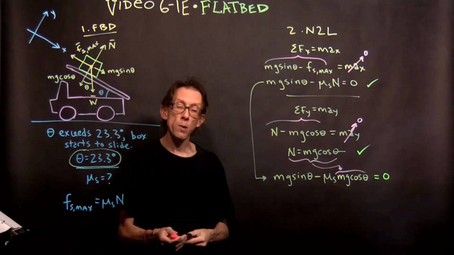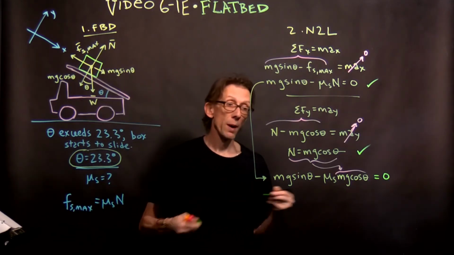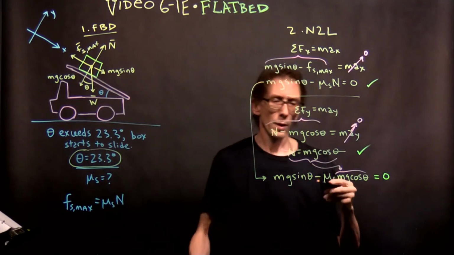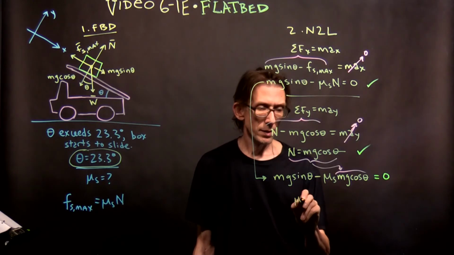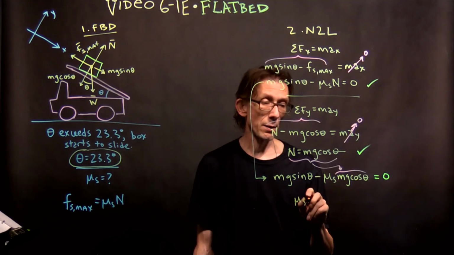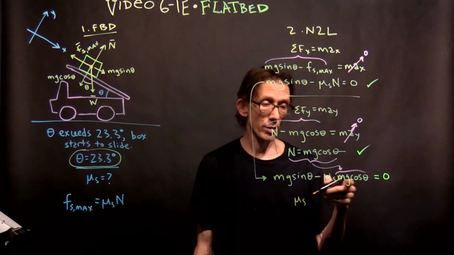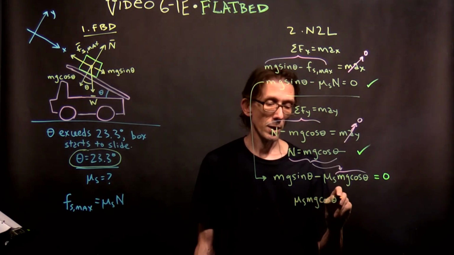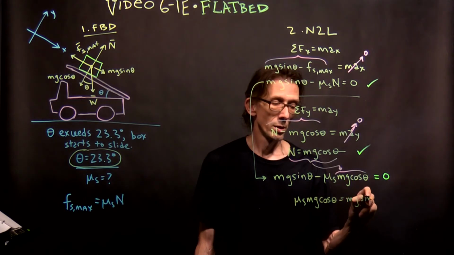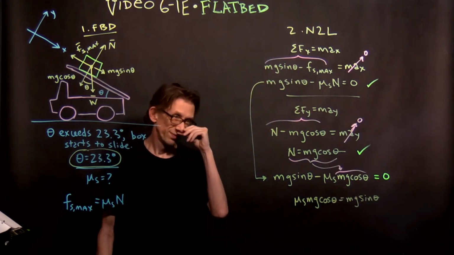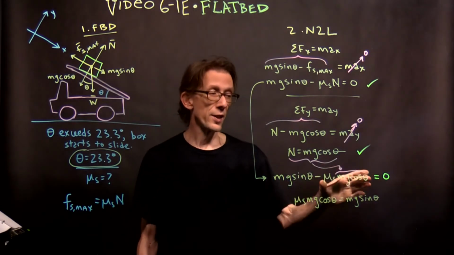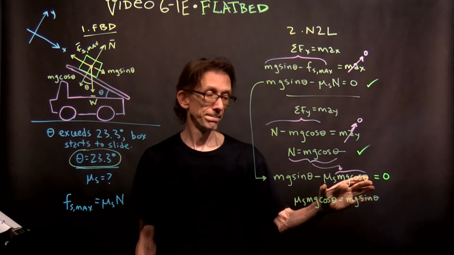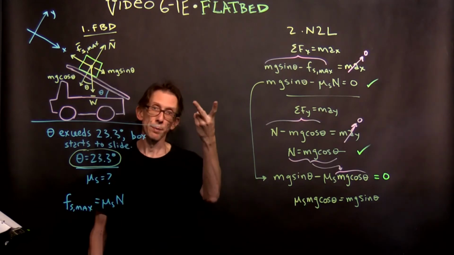So let's solve this for mu sub s. Well, we need to get mu sub s on one side, sort of isolate it. So what I'm going to do is this. I'm not going to use green. I'm going to keep with orange here. I'm going to basically add mu sub s mg cosine theta, this term here, to both sides. So mu sub s mg cosine theta equals mg sine theta. It's the same equation as this one. All I did was add this term here to both sides. Okay? That's all I did. And then I flipped sides.